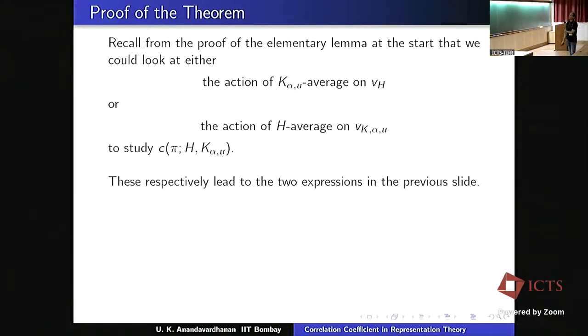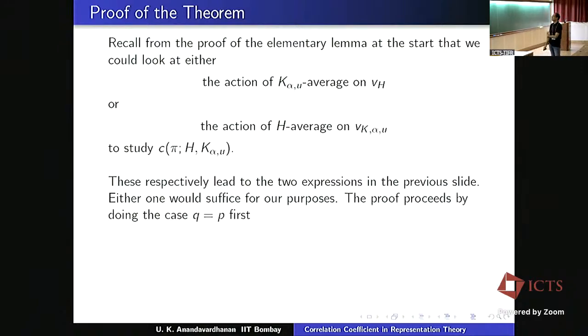So these respectively lead to the two expressions in the previous slide. That was the reason for my quoting exactly those two expressions. Either one would suffice for our purposes. We don't need both approaches. So the proof proceeds by doing Q equal to P first, as should be expected in the mod P world. Do P, and then how to go from P to P power M, because these polynomials have nice conjugants. Mod P, they have a nice conjugants thing.